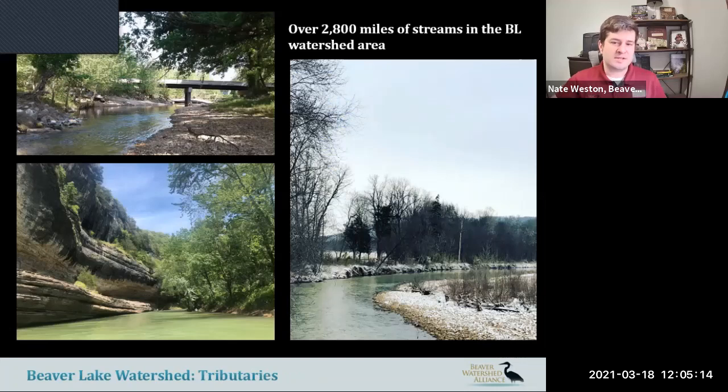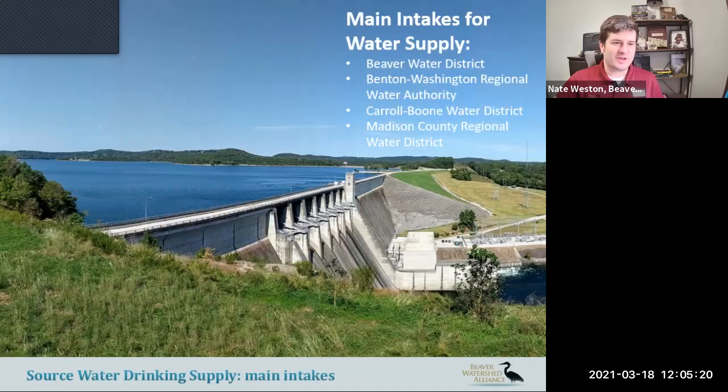We have over 2,800 miles of streams in the Beaver Lake watershed area. So that's a lot of ground to work with, or a lot of water, and a lot of landowners on those streams. Our main intakes for water supply are raw water intakes for drinking water in this area, which is a primary goal for Beaver Lake.